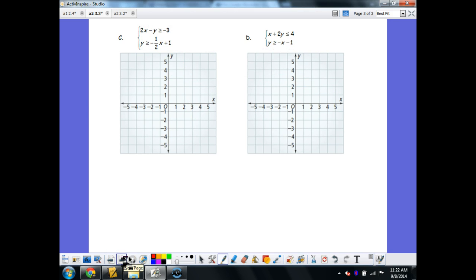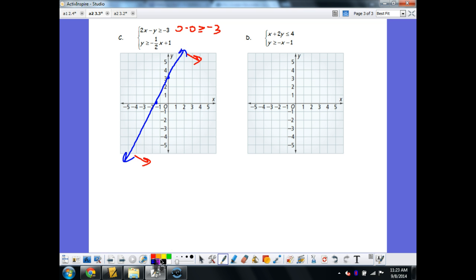And finally, for the last two examples, again, graphing each line individually. The x-intercept for that first one would be negative 3/2 or negative 1.5. And the y-intercept would be positive 3. Since it's greater than or equal to, we are going to graph a solid line. And we'll check to see if 0, 0 makes that true. Is 0 minus 0 greater than or equal to negative 3? Yes. So we are going to be shading this side of the first line.